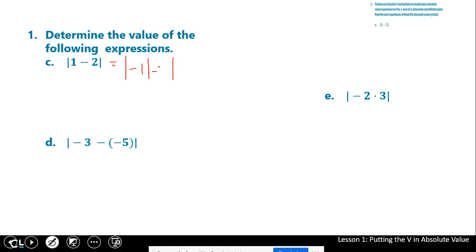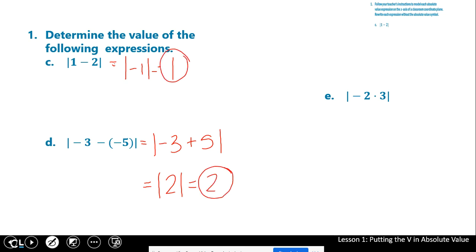Then down here at D, another way we could rewrite the absolute value is the absolute value of -3 plus 5, and then close out our absolute value bars, because a minus negative can turn into a plus, which ends up being +2, the absolute value of +2. And then our final answer is +2. Over here at E, we get the absolute value of -6, and then we get 6.